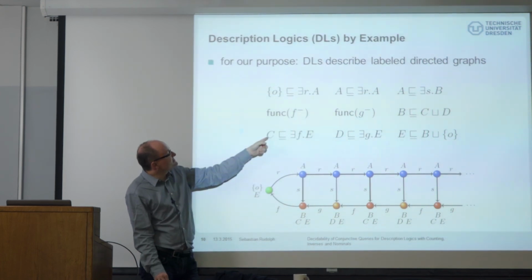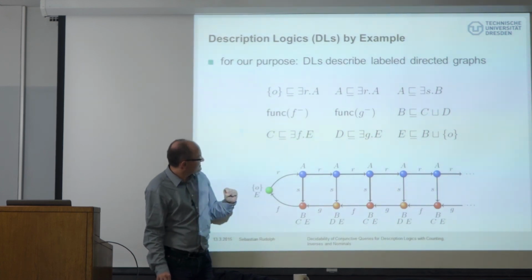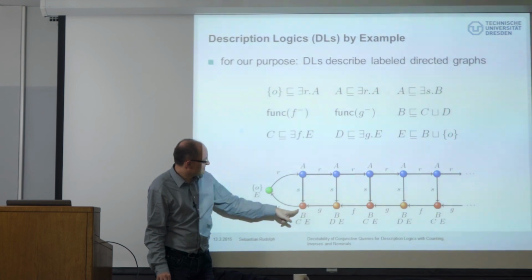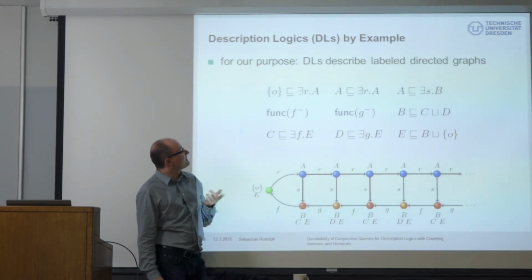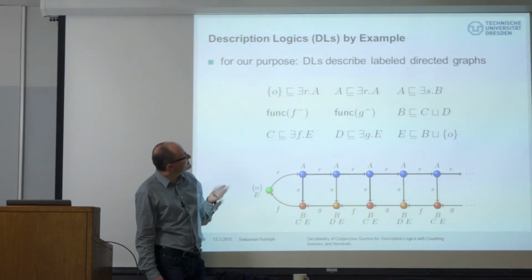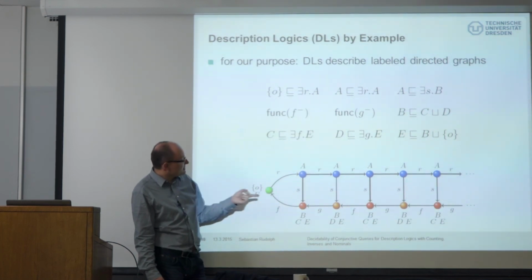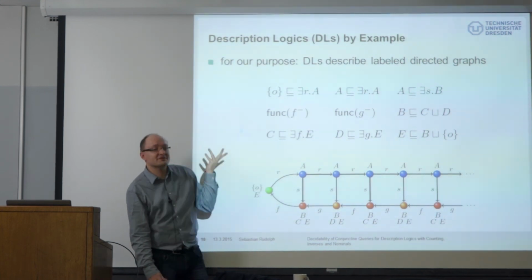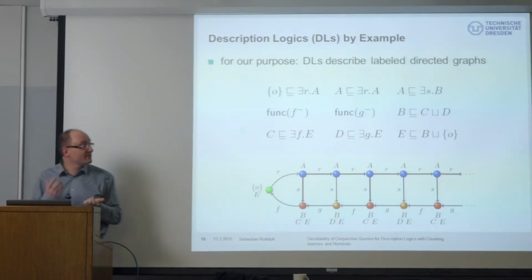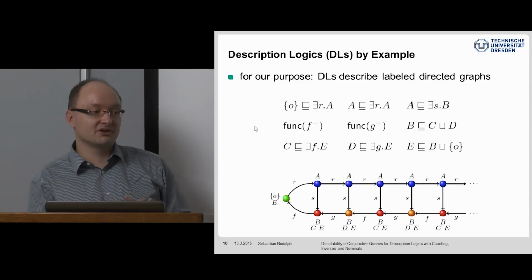Here we just say that every node in the class C must have an F neighbor that is in E. So that again holds here, it holds here, and it holds here. So that's also fine. And every node in the class D must have a G neighbor that is in E, also satisfied. And then when some node is in the class E, it must either be in B or it's the one node that is labeled with O, the one special node. Okay, so this is how we can talk about graphs using description logics. And this small example already has all the features of this very expressive description logic that we investigate.